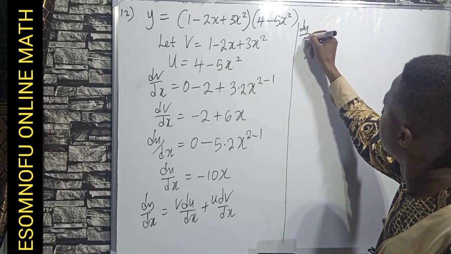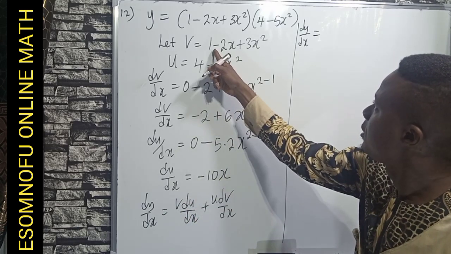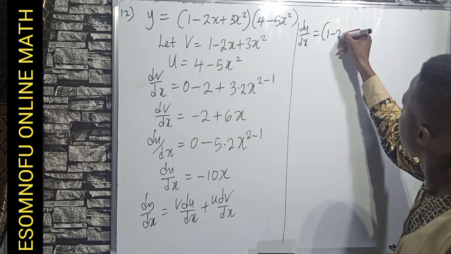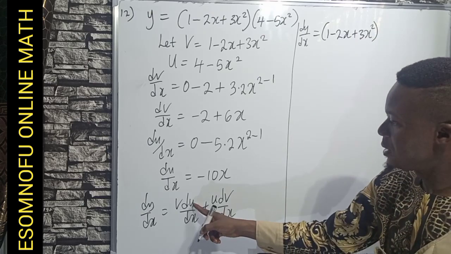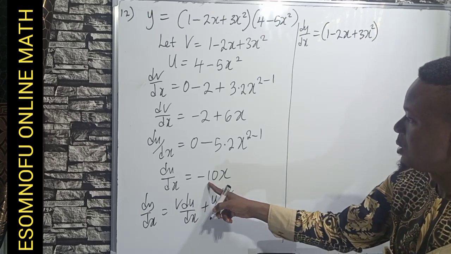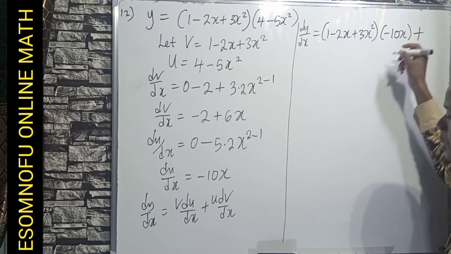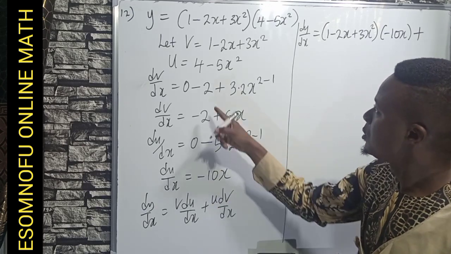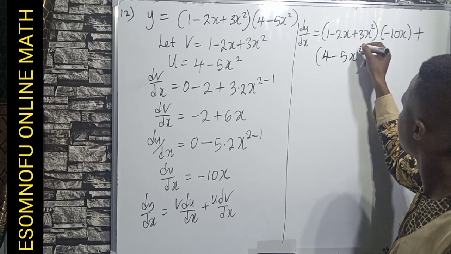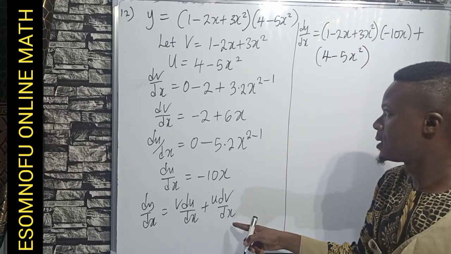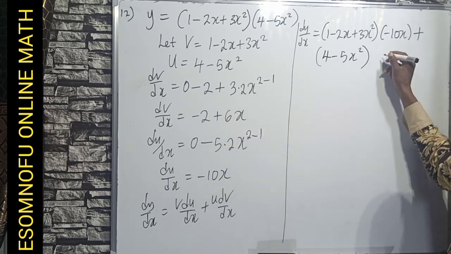Our dy/dx will now be v. What is our v? Look at v here. v is 1 minus 2x plus 3x squared multiplying du/dx. du/dx is minus 10x, so we have minus 10x plus our u, which is 4 minus 5x squared, multiplying dv/dx, and the dv/dx gave us minus 2 plus 6x.